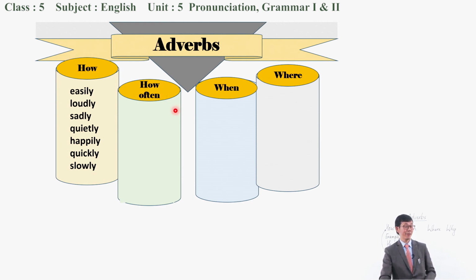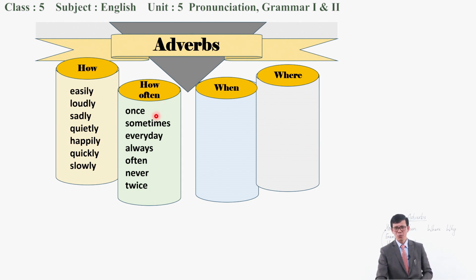Now let us discuss the answer of how often. How often do you visit your grandma? Maybe once a year, maybe twice a year. So how often? Here the answer given is once. Sometimes. And maybe every day. How often do you do your homework? Every day. We do our homework every day. Look here, always. How often do you go to school? I always go to school. Always, often, never, twice. These are the answers of the question how often. These are also adverbs.